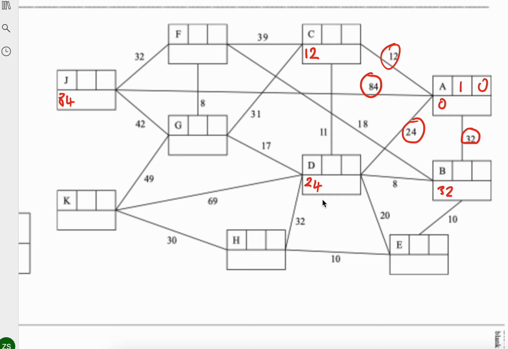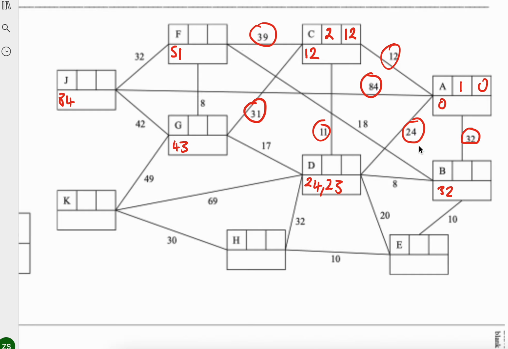So 12, 84, 24, 32. Which one's smallest? 12. Okay, so we're going up here. This is node number 2, which has a weighting of 12. Now, which new nodes get added? 12 plus 39 is 51. So you see how this works, yeah? It's quite clever if you do it with the circling. 12 plus 31 is 43. 12 plus 11 is 23. Have we connected all of our nodes from 12? Yes. Now can you see it's quite easily visually accessible.